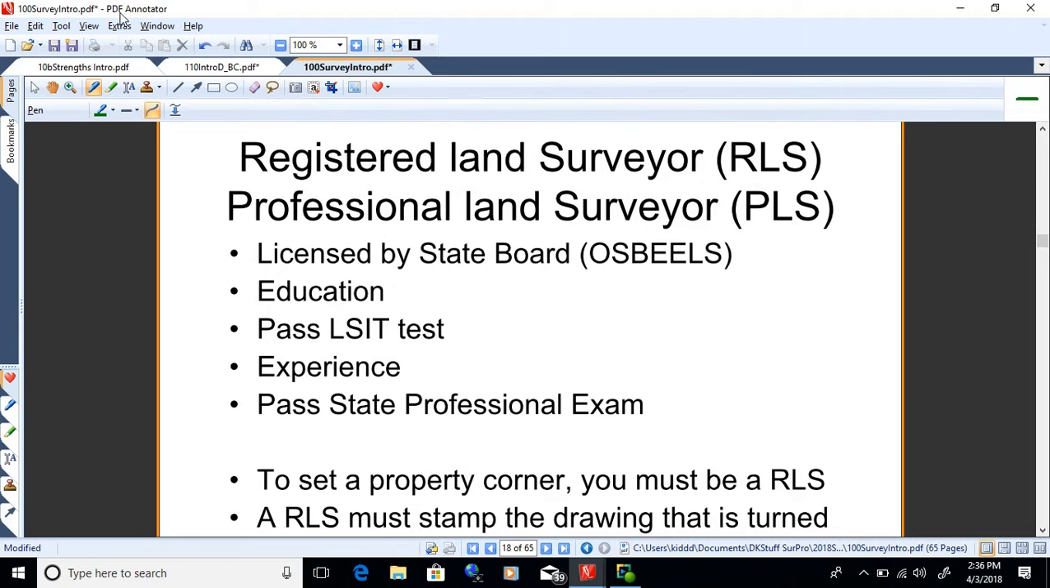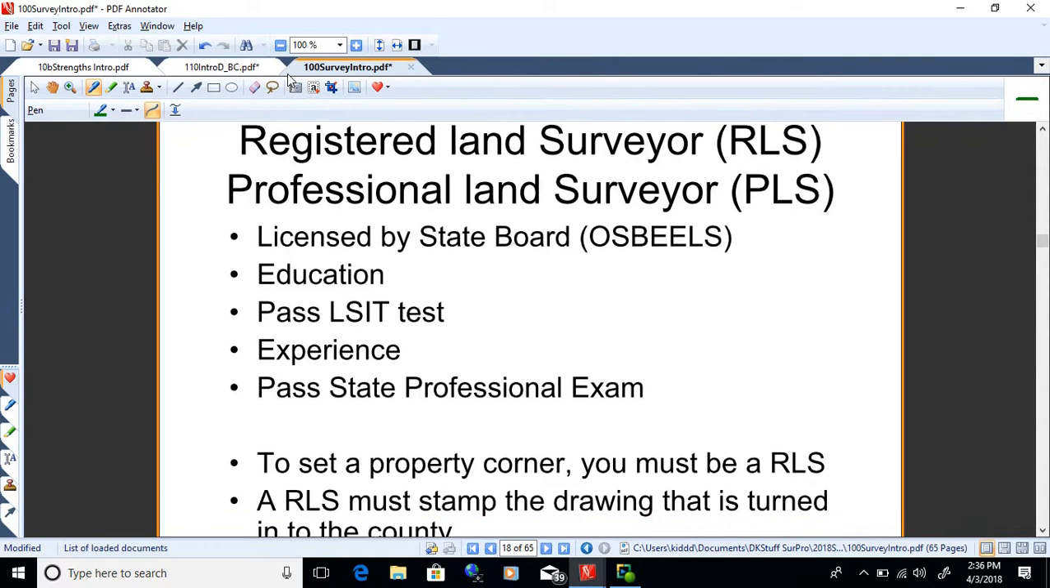All right, now what a surveyor generally wants to achieve if they want to make their living doing surveying is to become a registered land surveyor or professional land surveyor. So if you want to do this, you're licensed by the state board called OSBEELS, the Oregon State Board of Engineers. Can't remember what that second E is. And then here's LS for land surveyors.